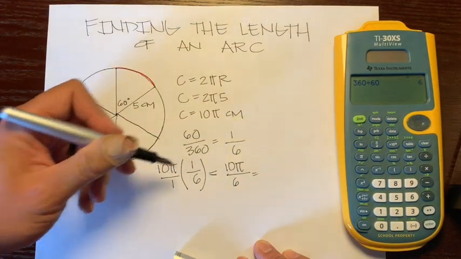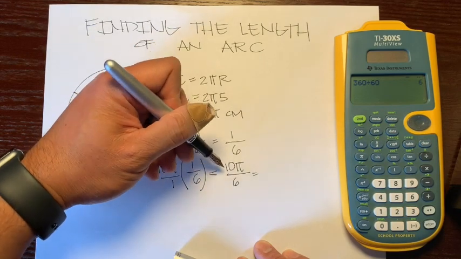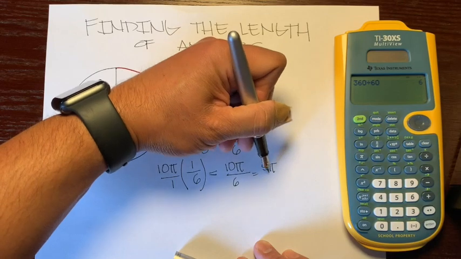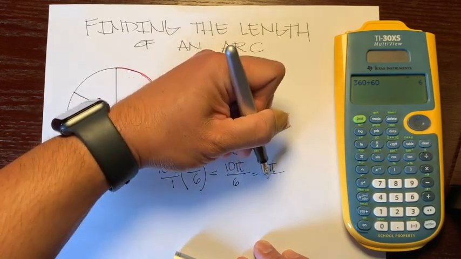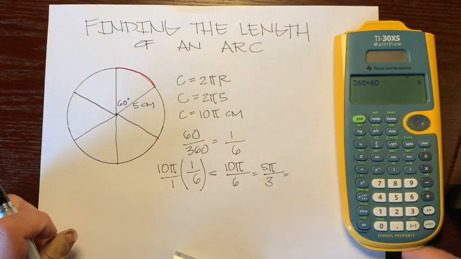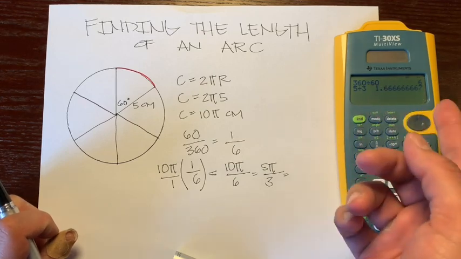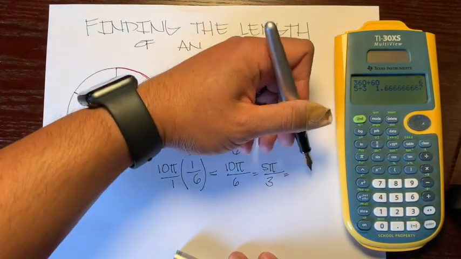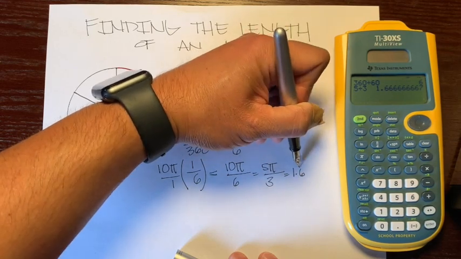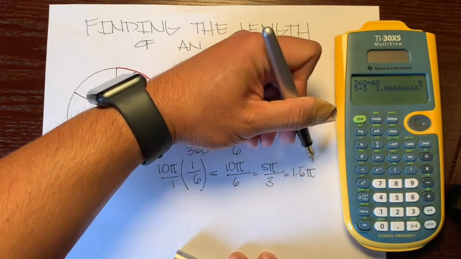We could simplify that. What are two numbers that you can divide in both 10 and 6? 2. So 10 divided by 2 is 5 pi. 6 divided by 2 is 3. And if you want to put it in decimal form, we'll use our calculator. 5 divided by 3 is 1.67. So 1.6 with a bar pi. There's your final answer.